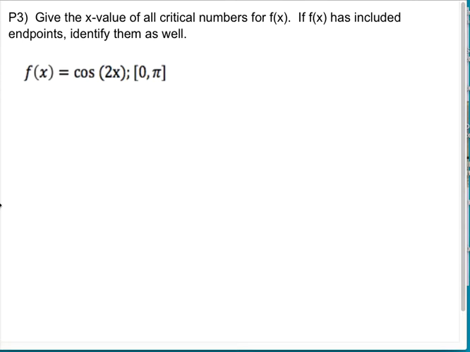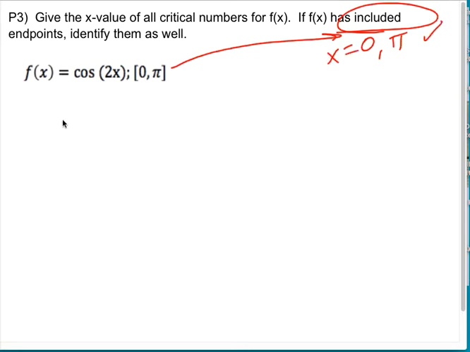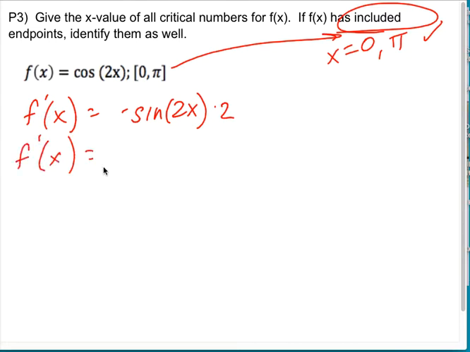All right, so you can go ahead and try P3. Pause me if you want. I would start by saying, hey, look, there are included endpoints. They are 0 and pi. Right, so check. I did that first thing. My critical numbers, I need to find f prime of x. Well, that's the derivative of cosine, which is negative sine of the stuff, times the derivative of the stuff, right? So I'm going to get that f prime of x is negative 2 sine of 2x.